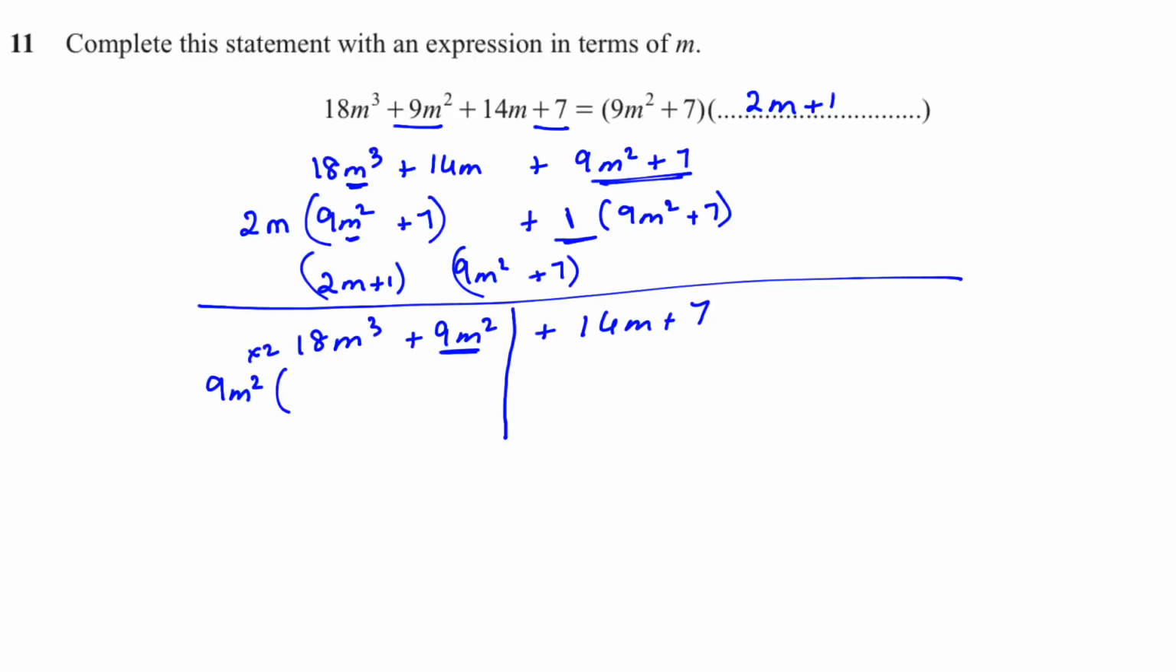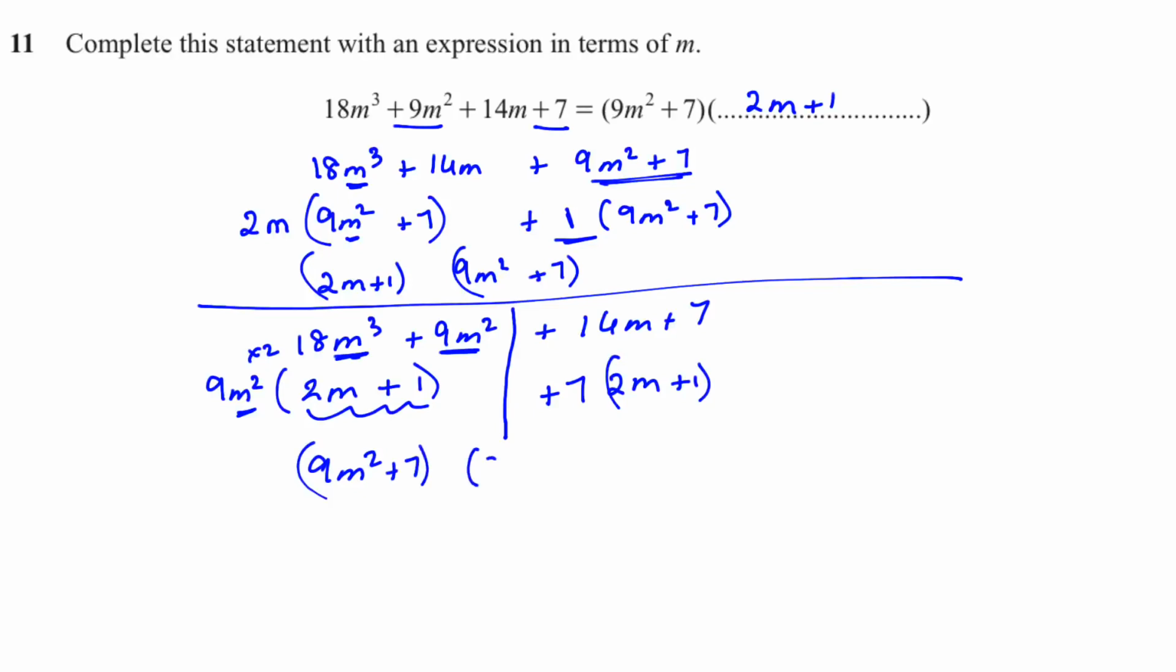9 times 2 is 18. So 2. And there are 3 m's here. 2m we removed out. So you will have 2m plus 1. Whatever you get in this bracket, you must write here 2m plus 1. And the number outside, the number which you have here, divide by the number here. 14 divided by 2, 7 plus 7. Again, we got the same answer, 9m squared plus 7, bracket 2m plus 1.